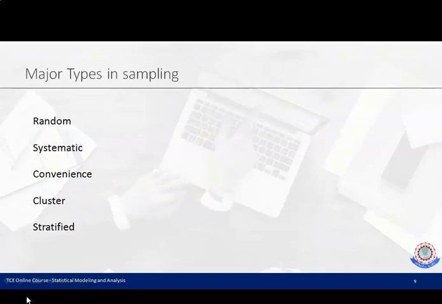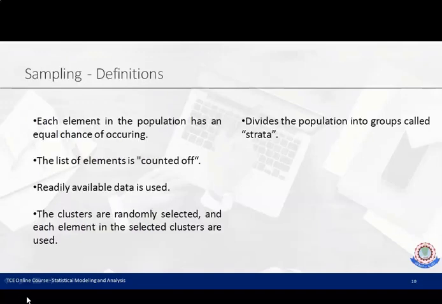So, the major types of sampling that are used in practice are random sampling, systematic sampling, convenience sampling, cluster and stratified sampling. So let's see the definition for each and every type. So in random sampling, each element in the population has an equal chance of occurrence. So the elements are picked up in such a way that every tuple of record gets its chance for evaluation and estimation.